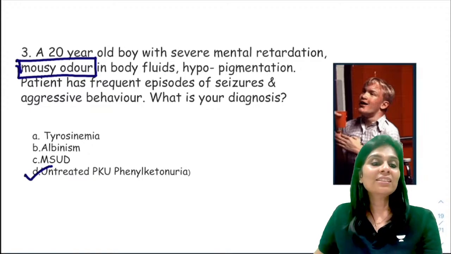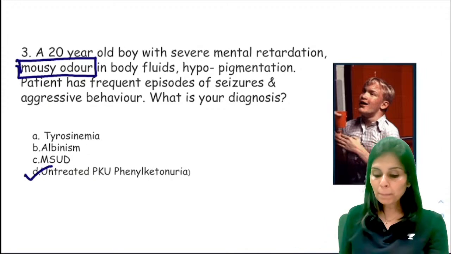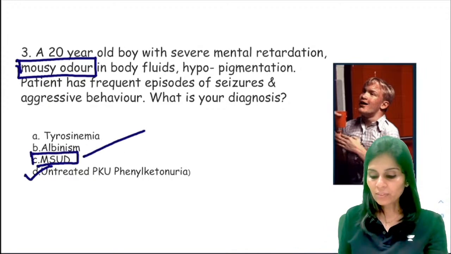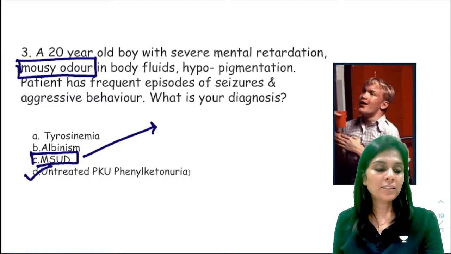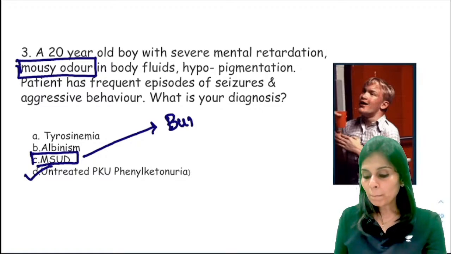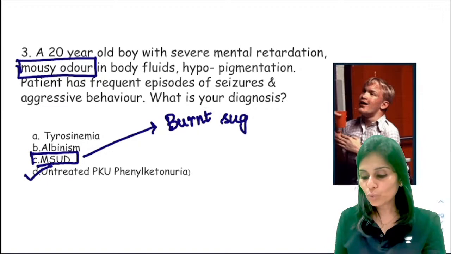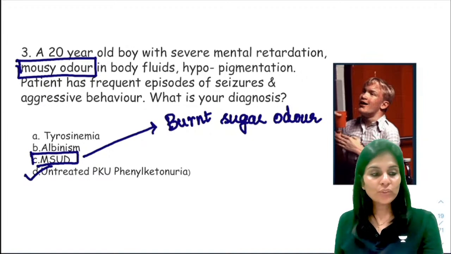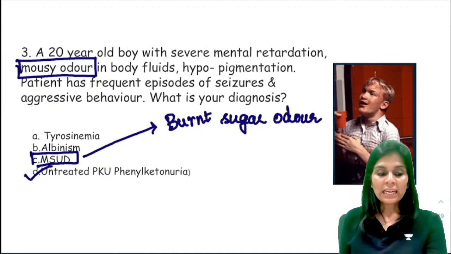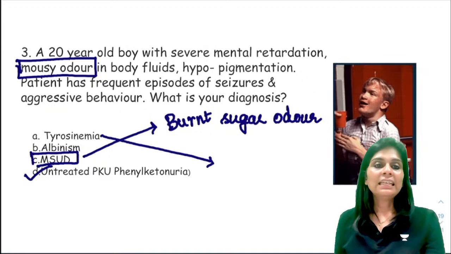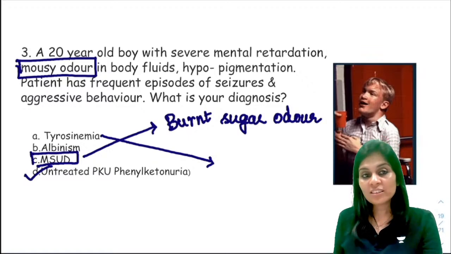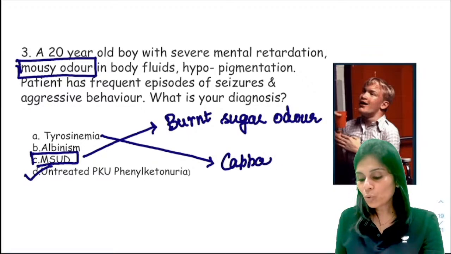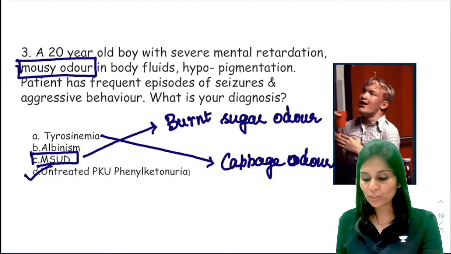So how can we exclude other choices? Can it be maple syrup urine disease? As the name indicates, maple syrup urine disease will present with burnt sugar odor of the urine. Do you understand this? Okay, so this is not maple syrup urine disease. Can it be tyrosinemia? Tyrosinemia will present as what? It will present with cabbage odor of the urine.